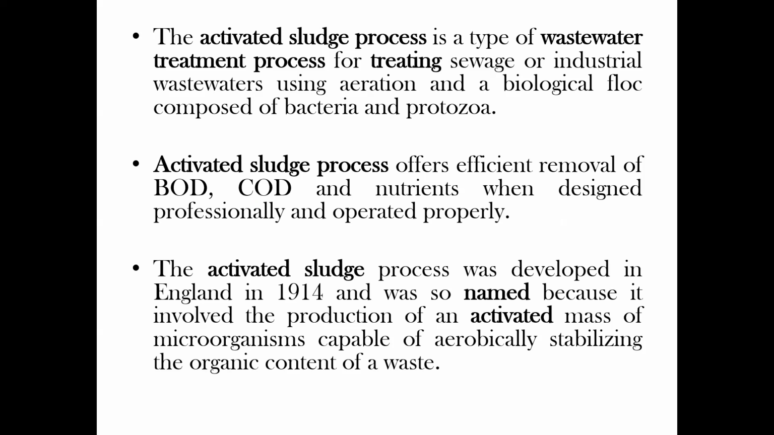The activated sludge process is a type of wastewater treatment process for treating sewage or industrial wastewaters using aeration and a biological floc composed of bacteria and protozoa. These organisms, bacteria and protozoa, will work for treating the wastewater. The activated sludge process offers efficient removal of BOD, COD, and nutrients. Remember that the activated sludge process, in short, is called ASP.